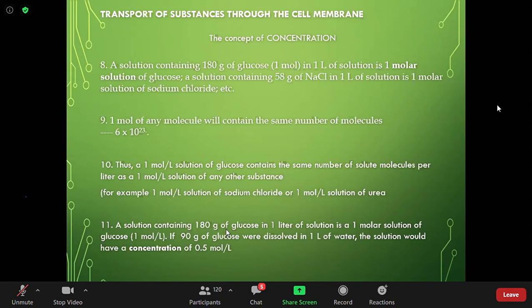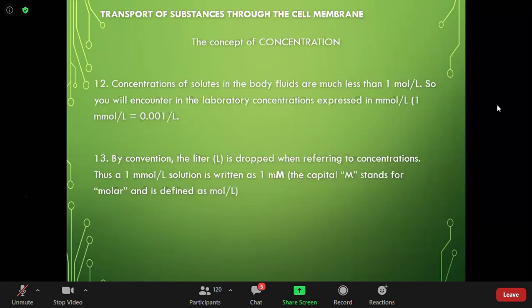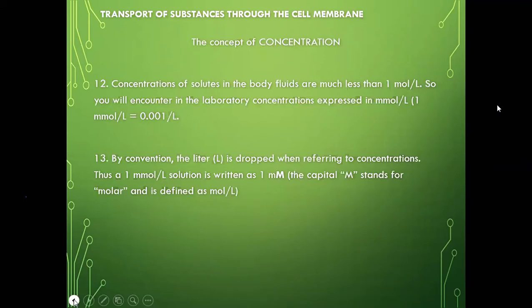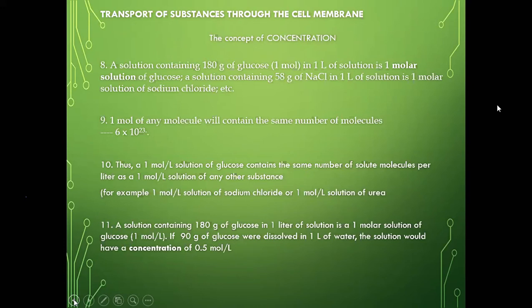A solution containing 180 grams of glucose in 1 liter of solution is a 1 molar solution of glucose, 1 mole per liter. If only 90 grams of glucose were dissolved in 1 liter of water, the solution would have a concentration of 0.5 mole per liter. Because 1 mole of glucose is 180 grams. If you place only 90, that's only 1/2, right? So the result is only 0.5 moles per liter.